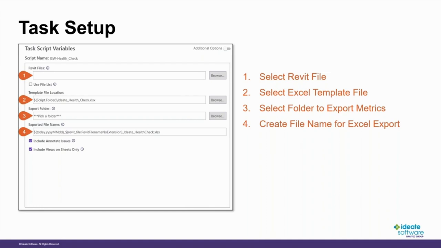We also want to select a folder to export the metrics to. And finally, we want to create an export name. So by default, it's going to include the date that it was exported, which I think is really valuable so that you can have a history of your model metrics over time. You could see progress potentially as you clean things up in the model. But depending on your workflow, you might want to cut that out of the title. And in that case, you could save over that Excel document every time the task is run.